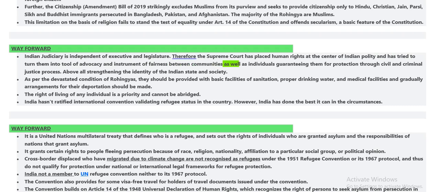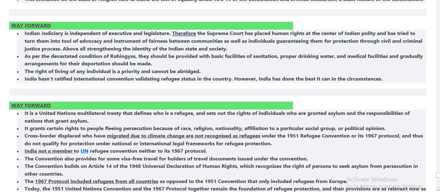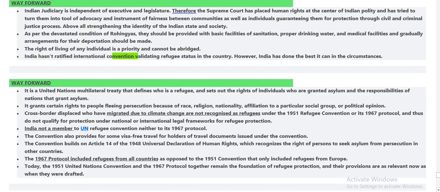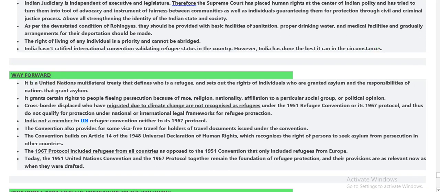Way forward. Indian judiciary is independent of executive and legislature. Therefore, the Supreme Court has placed human rights at the center of Indian polity and has tried to turn them into tool of advocacy and instrument of fairness between communities as well as individuals, guaranteeing them for protection through civil and criminal justice process. Above all, strengthening the identity of the Indian state and society. As per the devastated condition of Rohingyas, they should be provided with basic facilities of sanitation, proper drinking water, and medical facilities, and gradually arrangements for their deportation should be made. The right of living of any individual is a priority and cannot be abridged.